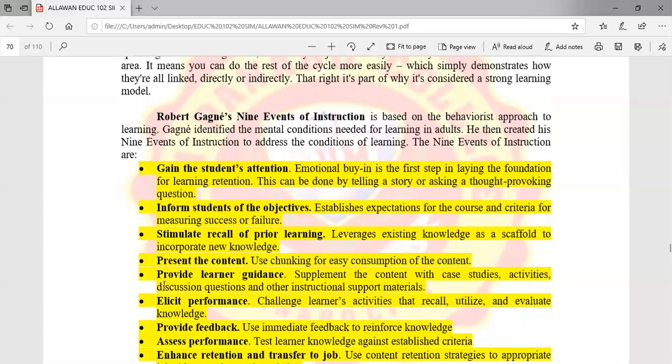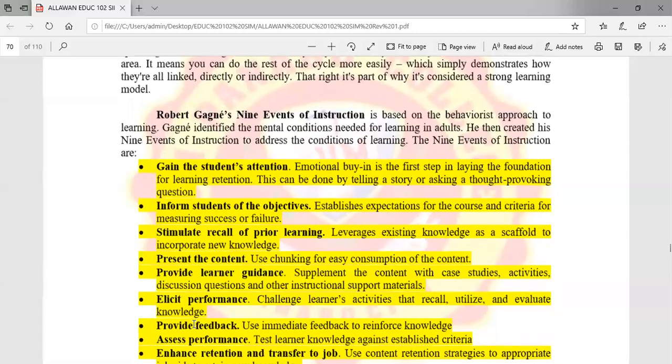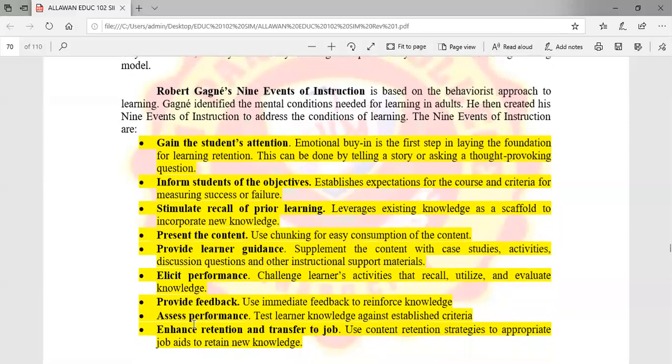Fifth is to provide learners guidance if they have some related questions, for example using case studies or activities and discussion and questions. Six, to elicit the performance of the students. So they may challenge the recall and utilization and the evaluation of knowledge. Seven is to provide feedback. Eight is to assess the performance. And lastly, number nine is to enhance the retention and the transfer to job, or you may use content retention strategies through the appropriate job aids to retain the new knowledge of the students.